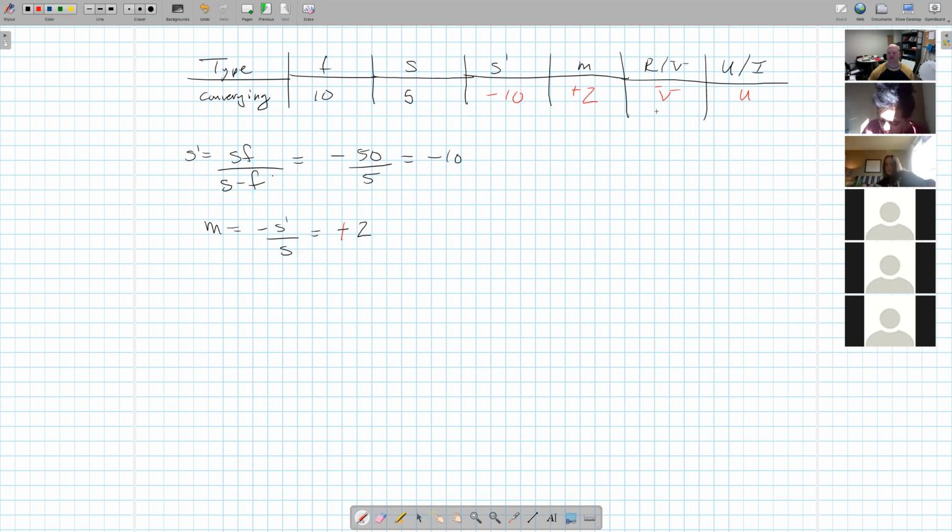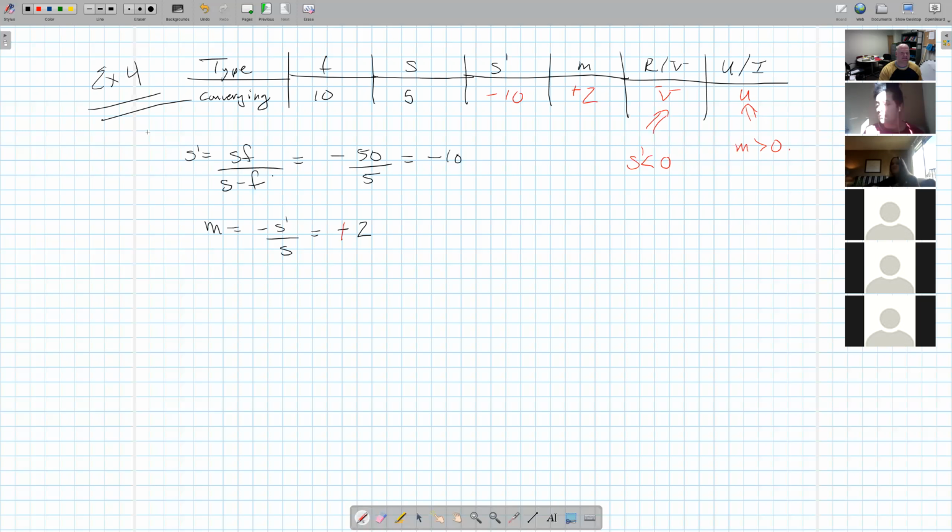Okay? So this one comes from the fact that S prime is negative, and this one comes from the fact that M is positive. So anytime M is positive, this thing is upright. Anytime S prime is negative, that means it has to be virtual. So that's it. That's example number 4. Okay, so we only got a couple minutes left.